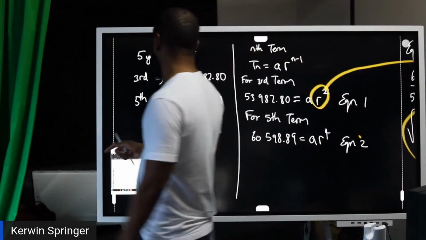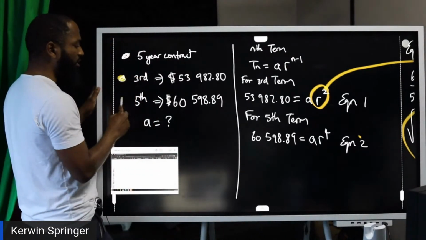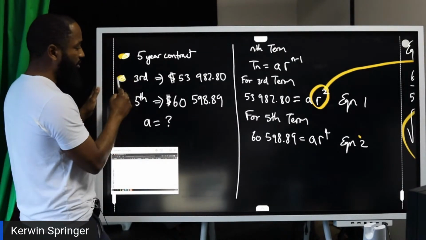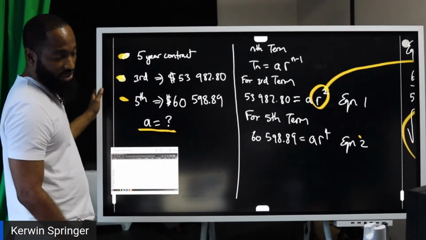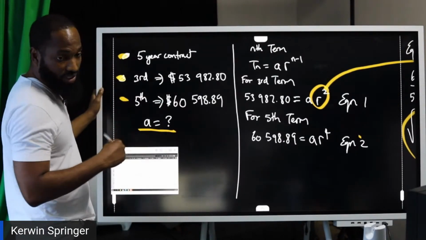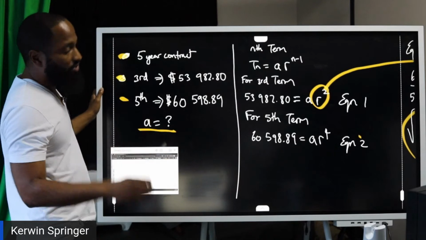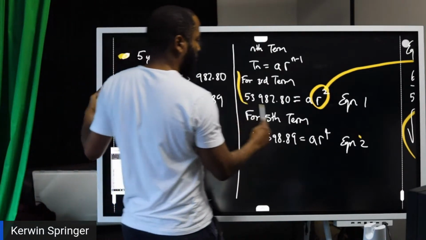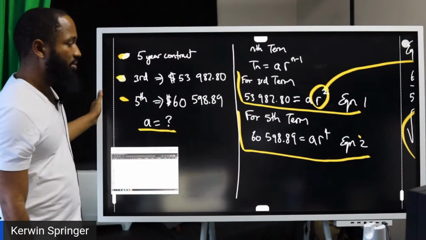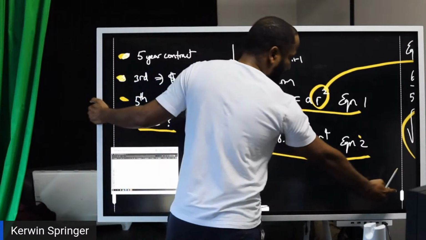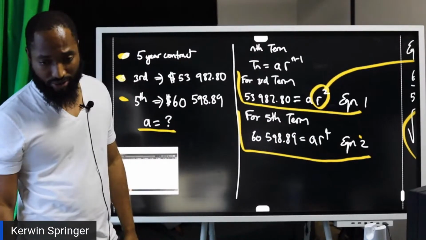All right, so the question started with somebody getting a 5-year contract. This is how much you get in the third year. This is how much you get in the fifth year. That's all that they give you, and they wanted you to find out how much they got in the first year. And they told you it's a GP. So we set up 2 equations, one for the third term, one for the fifth term, and we solve the equations simultaneously, and we find A, we find R. It's actually really quick, right?